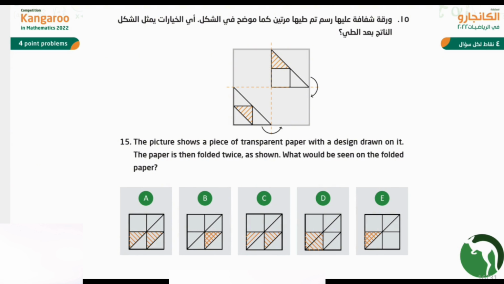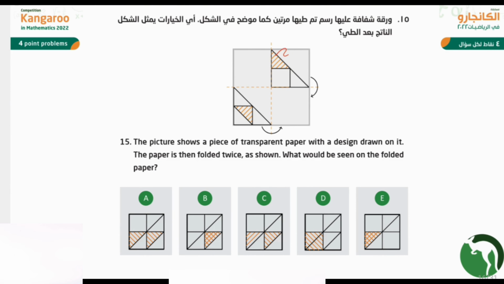In question number 15, the picture shows a piece of transparent paper with a design drawn on it. The paper is then folded twice as shown. What would be seen on the folded paper? Okay, at first let's see here. We will fold in this direction. So this one is the axis of symmetry.